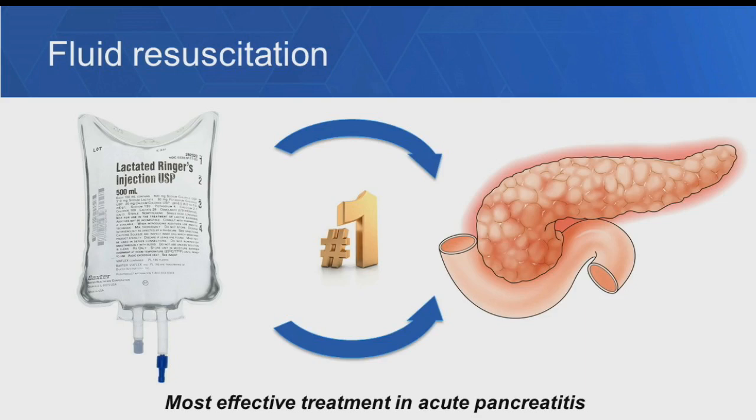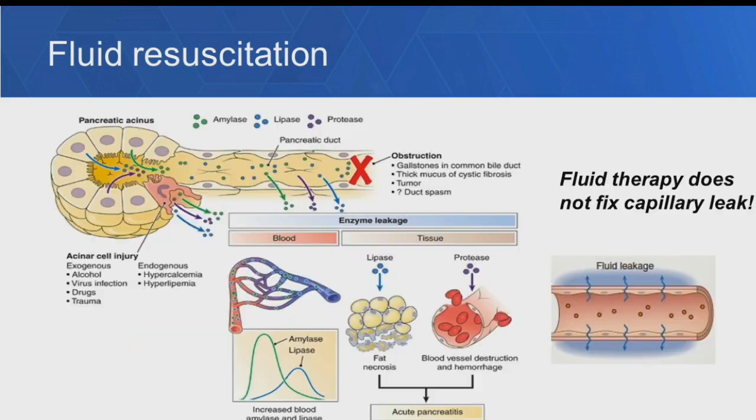the most effective treatment in acute pancreatitis. There are multiple factors involving the pathophysiology of acute pancreatitis, which will result in fluid loss, such as reduced oral intake, nausea, vomiting, and third spacing of fluids in the lungs and other tissue.